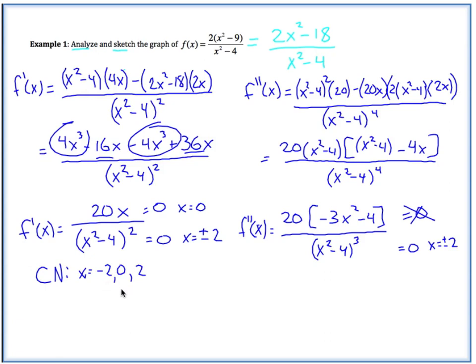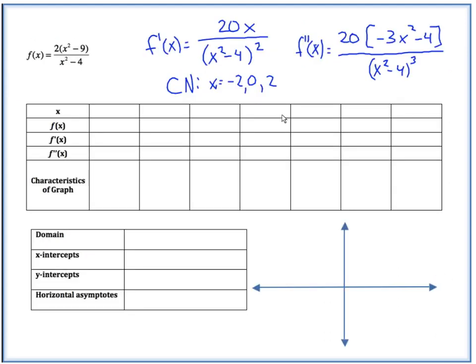Okay, so that's our first step, finding the first and second derivatives, and then finding the critical numbers here, and the testing points for possible points of inflection in the second derivative. Alright, so now that we've done the calculus work, we want to go ahead and fill out a chart like this, where we're going to compare the x value, the f of x, f prime of x, f double prime of x, and then write down the characteristics of the graph.